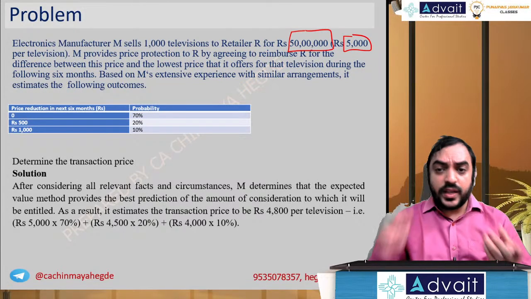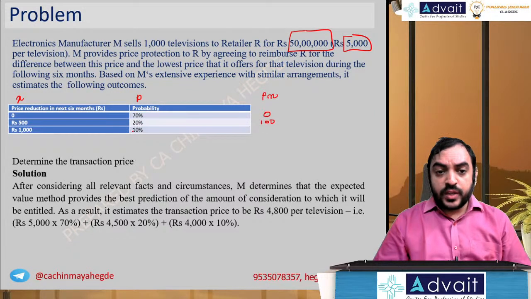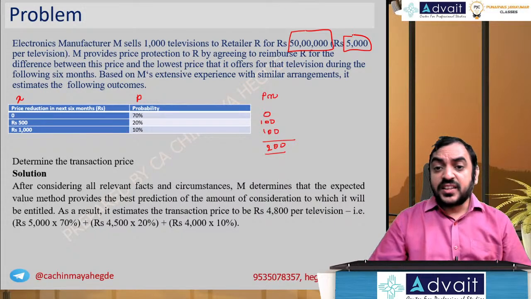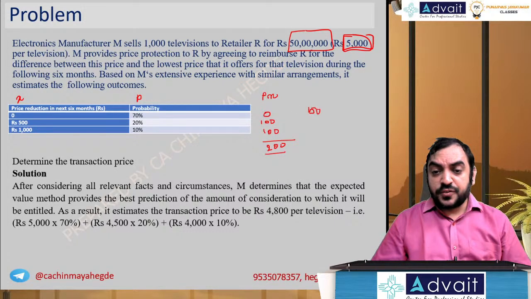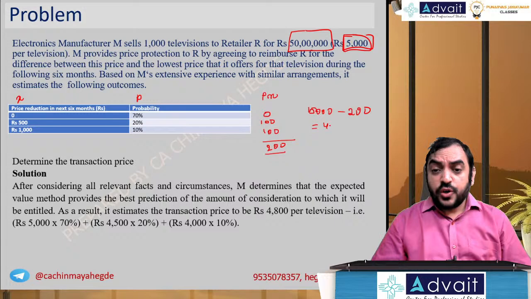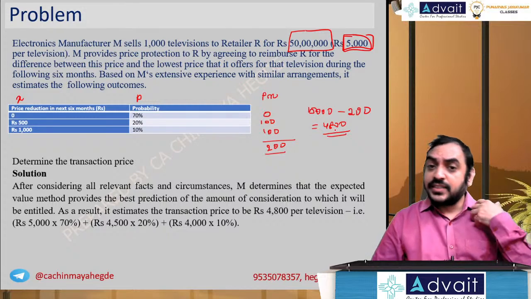You can do this number in 2 ways. I'll show you both the ways. One, see, we have 0 reduction, 70% probability. This is X, this is P. I can do P into X. So 0 into 70% is 0. 500 into 20% is 100. 1000 into 10% is 100. So total 200. So 200 rupees is the amount expected to be returned, and 5000 rupees the amount received. So amount received 5000 minus 200 expected to be returned, and therefore 4800 is the amount that you are going to be entitled to as a seller.